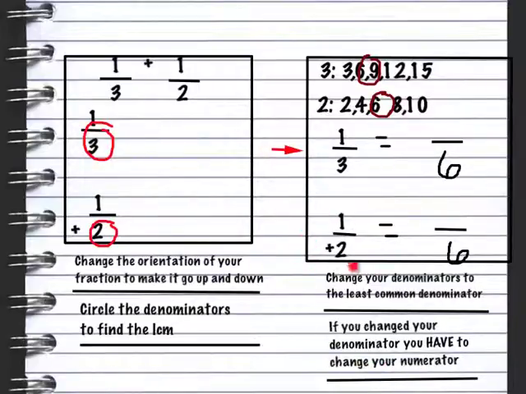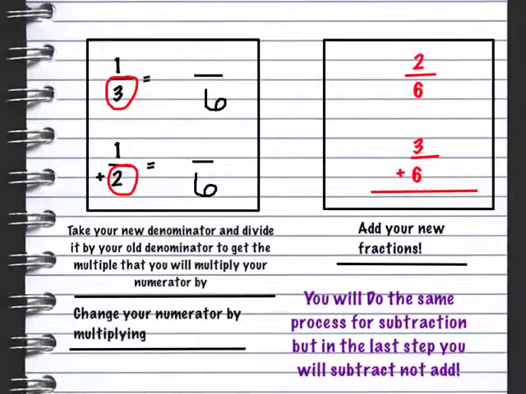If you do something to one part of the fraction, you have to do something to the other part because they work together. Now, I want this written in your notebook so you have notes on what to do. Please make sure you have it out and pause the video to get all of this information written down. Okay, so watch what I'm going to do. I changed my denominator to 6.